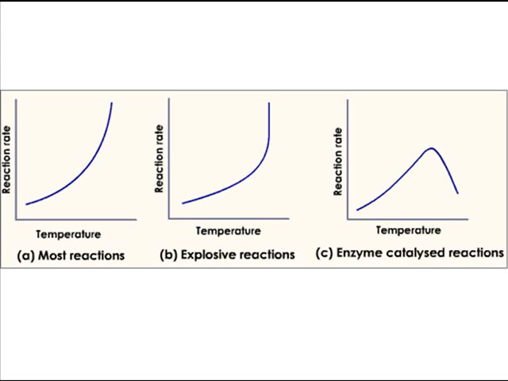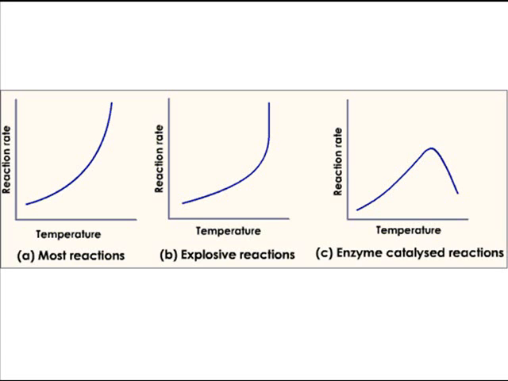Let's take a look at these three. In a chemical reaction, looking at graph A, when the temperature starts to rise, the reaction rate starts to rise. However, at first, an increase in temperature causes a slight increase in the reaction rate, but as the temperature continues to go up, the reaction rate gets greater and greater, even faster.